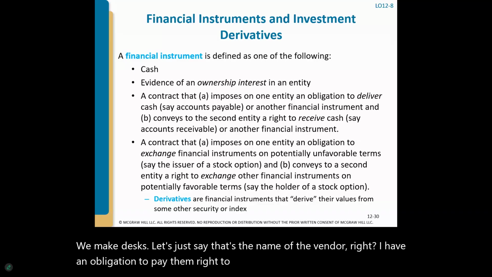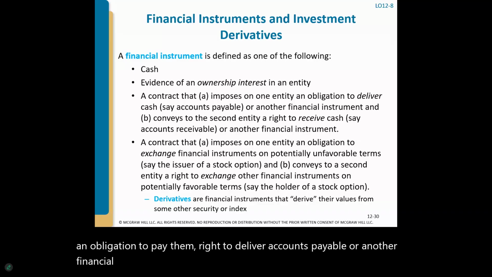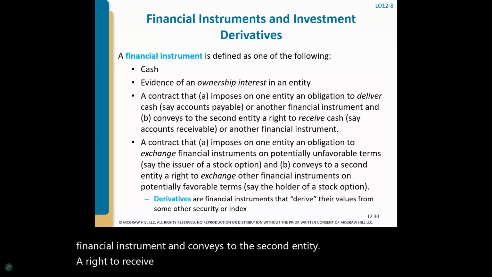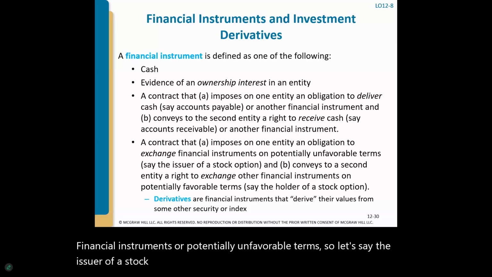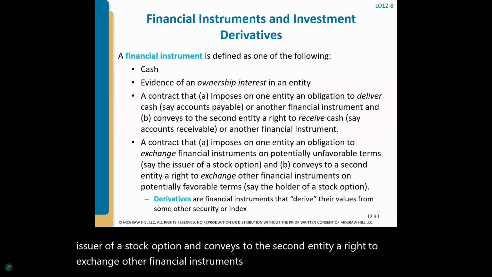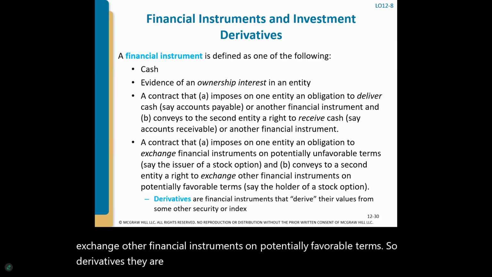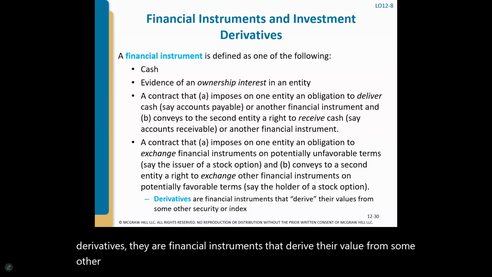To deliver accounts payable or another financial instrument and conveys to the second entity a right to receive cash, or a contract that imposes on one entity an obligation to exchange financial instruments on potentially unfavorable terms. So let's say the issuer of a stock option and conveys to the second entity a right to exchange other financial instruments on potentially favorable terms. So derivatives, they are financial instruments that derive their value from some other security or index.